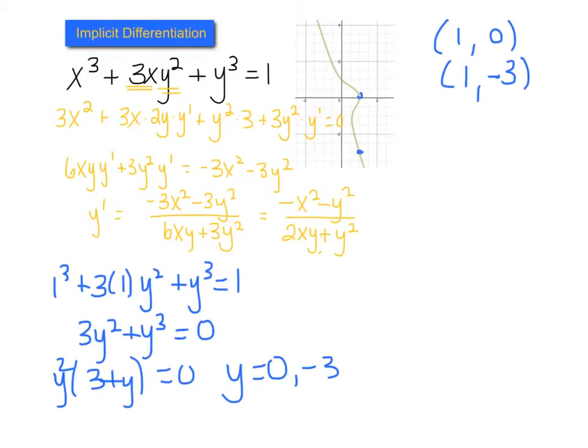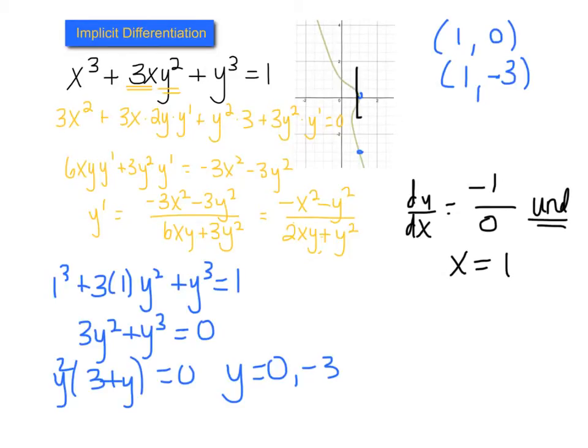So to find my slope at each of these points, I'm going to plug an x and a y in. So if I plug a 1 and 0, my slope equals negative 1 over, let's see, 0. Negative 1 over 0, that means we have an undefined slope. So that's a vertical line. So our tangent line is just x equals 1. And that makes sense right about here.